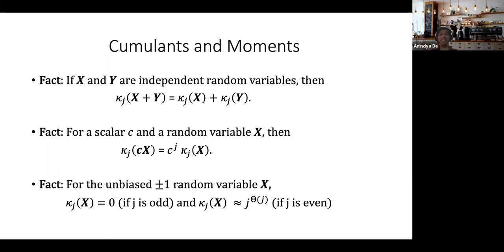So here are the two facts we are going to really use. The third is just something I wanted to point out, but here's the first fact. If x and y are independent random variables, then the jth cumulant of x plus y is the jth cumulant of x plus the jth cumulant of y. Note the jth moment of x plus y is not the jth moment of x plus the jth moment of y. Moments are not additive. Cumulants are, kind of like the log is there, so that makes it add up. And secondly, if you scale a random variable by c, its jth cumulant scales by c to the j.